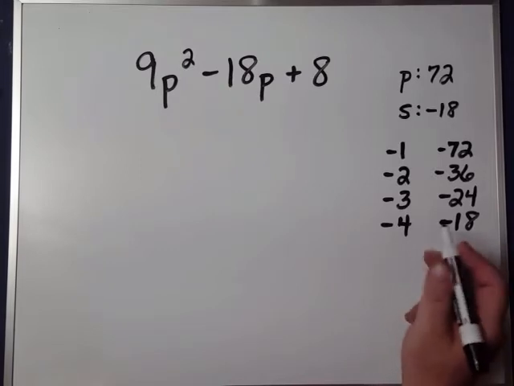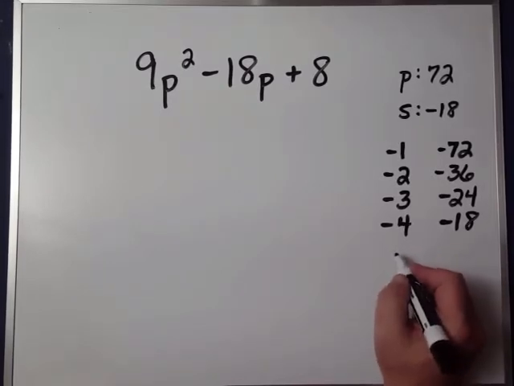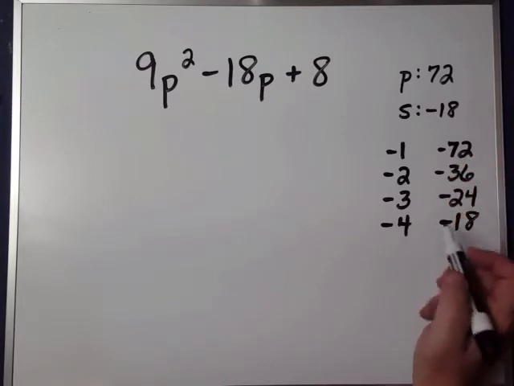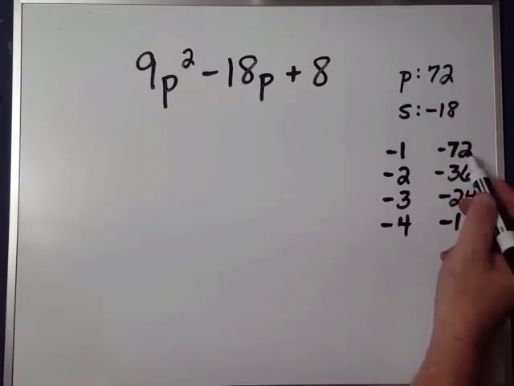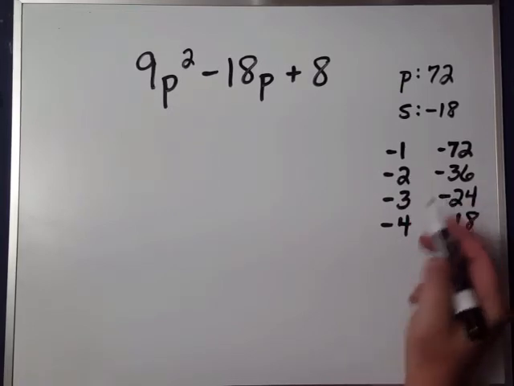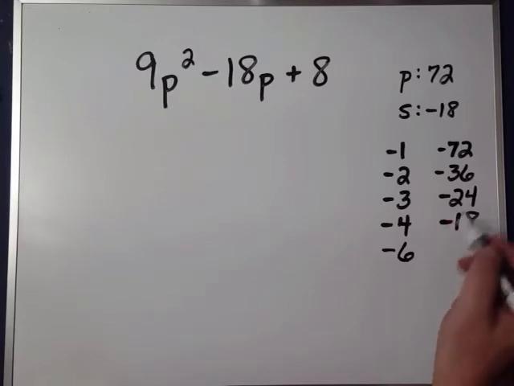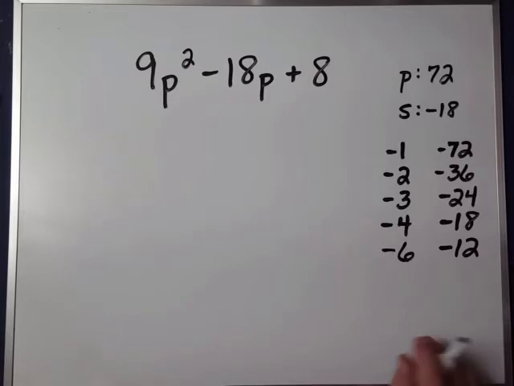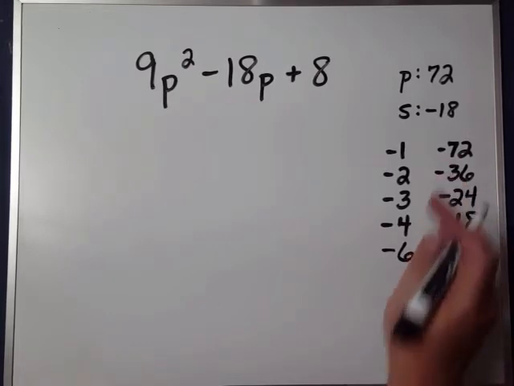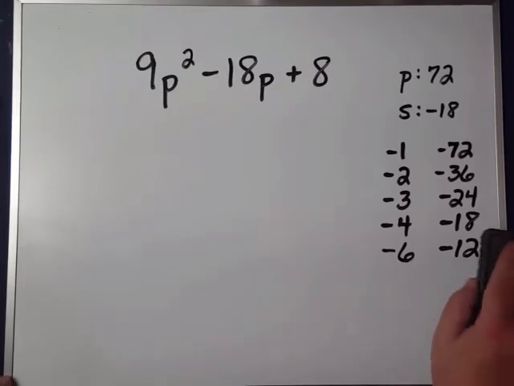All right. How about 5? Does 5 go into 72? No. Does 6 go into 72? Yes, it does, because 2 and 3 both go, so 6 has to. Double the 3 to get a 6. You can cut that 24 in half, and that's a 12. And do these add up to negative 18? Yes, they do. So there are the 2 numbers I'm looking for.